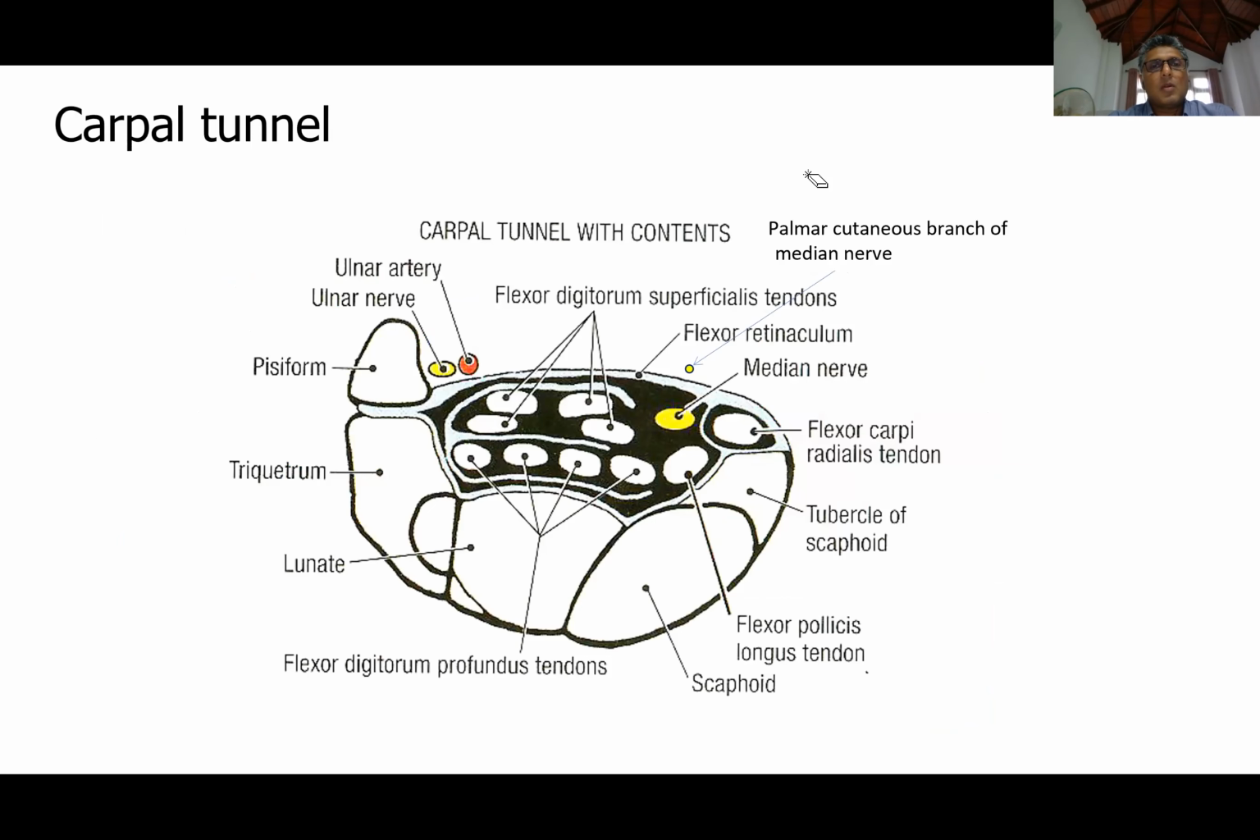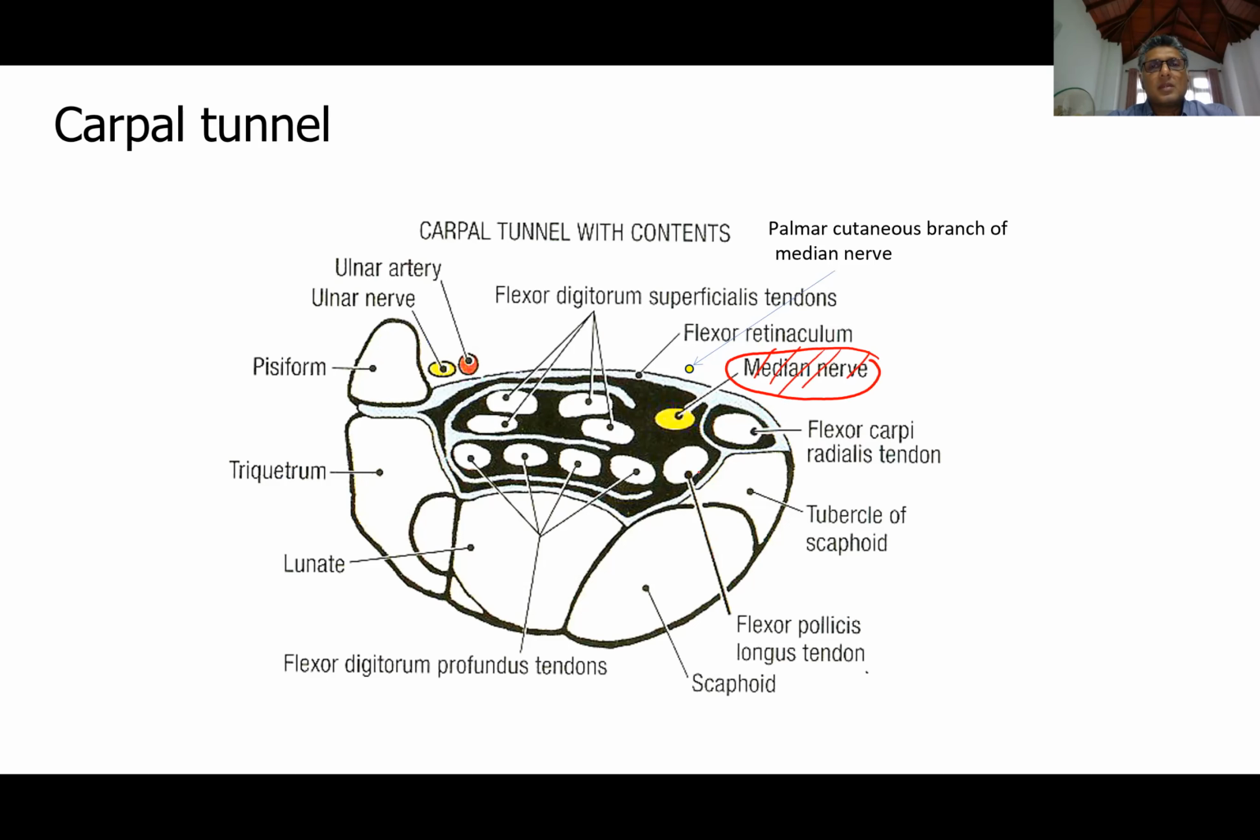Then I will not go into the carpal tunnel. It's a very common thing that everybody knows, but just to mention the main points, the issue with carpal tunnel syndrome is the median nerve passing through the carpal tunnel. So when the pressure rises, median nerve compression can take place.